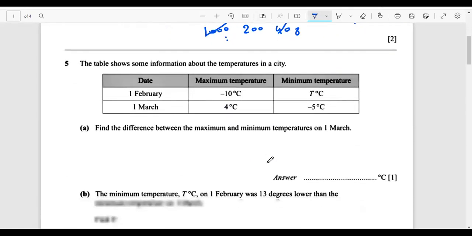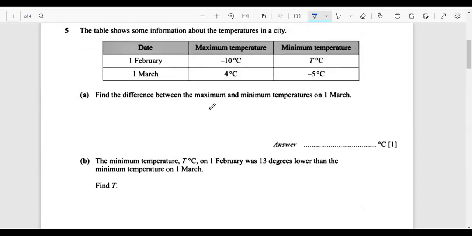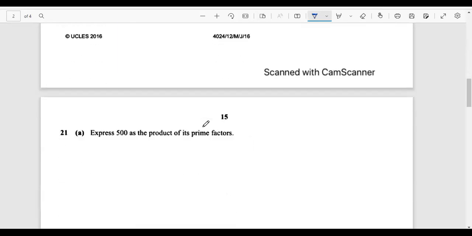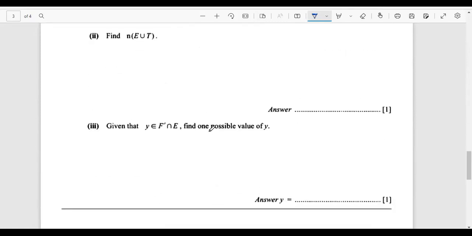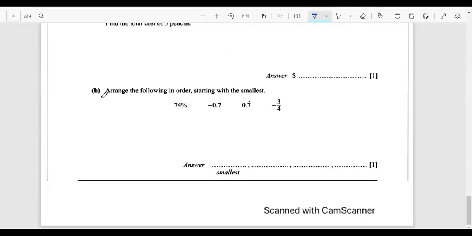Okay. Before talking about the 5th question, this is related to the chapter we discussed yesterday. I would like to talk about, one second, this one, okay? The second part of this question, because it is also related to this chapter. Arrange the following in order starting with the smallest.